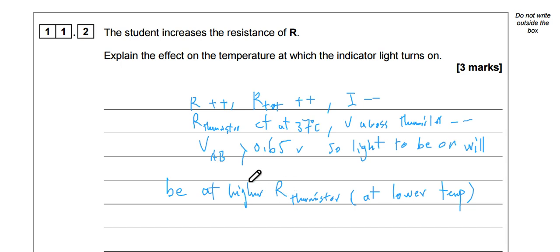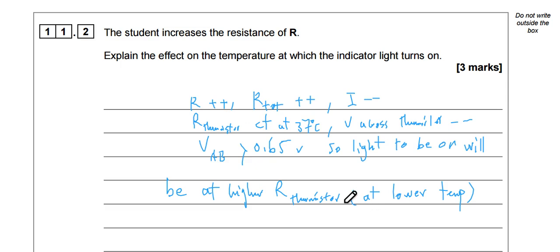And how can we make our thermistor resistance higher? We can do it by lowering the temperature, because the relation between the resistance of the thermistor and temperature is an inverse relation, as we saw above from the graph. So for this value VAB to be smaller, to be back to 0.65 volt, this will be at a lower temperature.